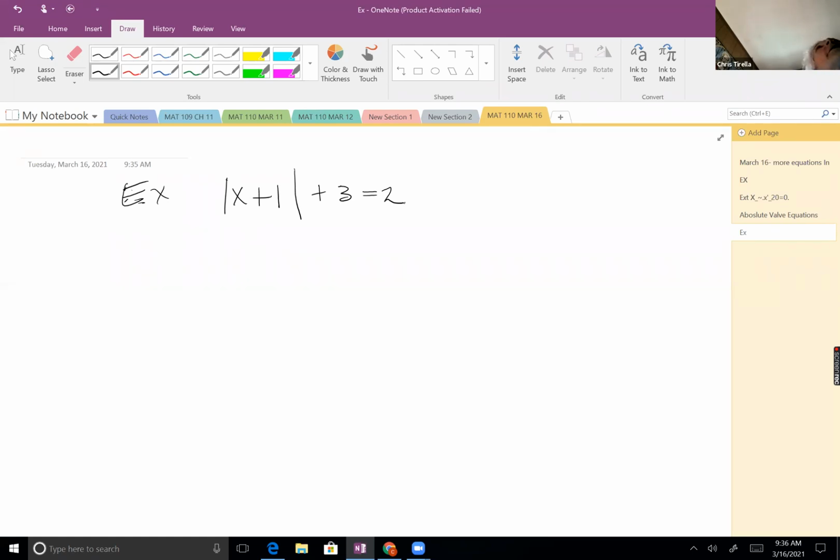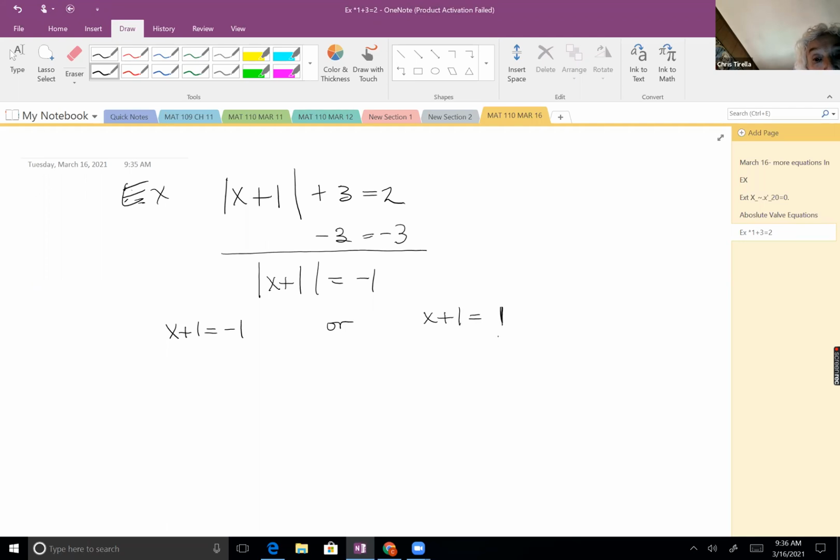Then the first thing that we want to do is get the absolute value alone. To get the absolute value alone, we'll have to move the plus 3. So let's subtract 3 from both sides. Gives me the absolute value of x plus 1 is equal to -1. So now we'll make two equations. X plus 1 equals -1, or x plus 1 equals the opposite of -1, which is 1.